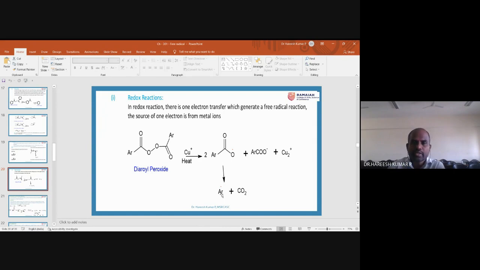Now let's look into the mechanism. What is the mechanism involved in a free radical reaction? Normally any free radical reaction takes place in three steps: initiation, propagation, and termination. Initiation means how the radical is initiated. Propagation is also called chain reactions. And termination means there will be a formation of a neutral product. A neutral product may be a dimerization or some other neutral product. So let's go one by one.